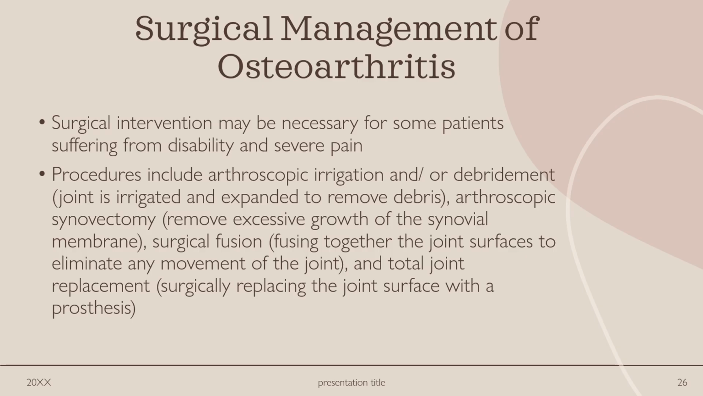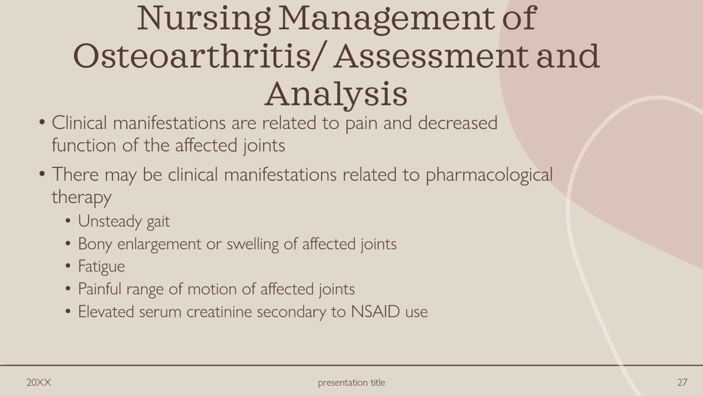And the doctor can also do a surgical fusion, and this is fusing together the joint surfaces to eliminate any movement of the joint. So now the joint will really be stiff and the patient will not be able to move the joint. It will be the way it is. And then total joint replacement, and that is surgically replacing the joint surface with a prosthesis.